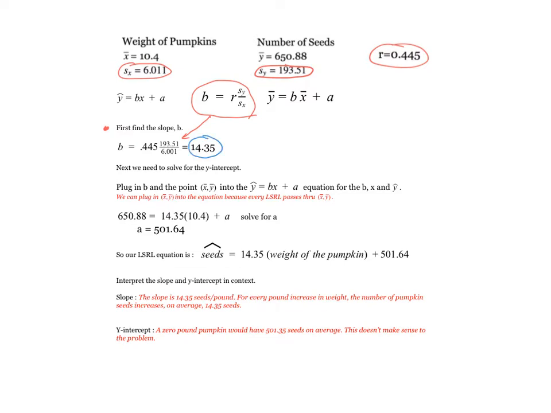Okay, so that's my slope. So for every pound of increased weight in the pumpkin, it looks like you gain about 14 seeds on average. Okay. Next, we need to solve for the y-intercept.